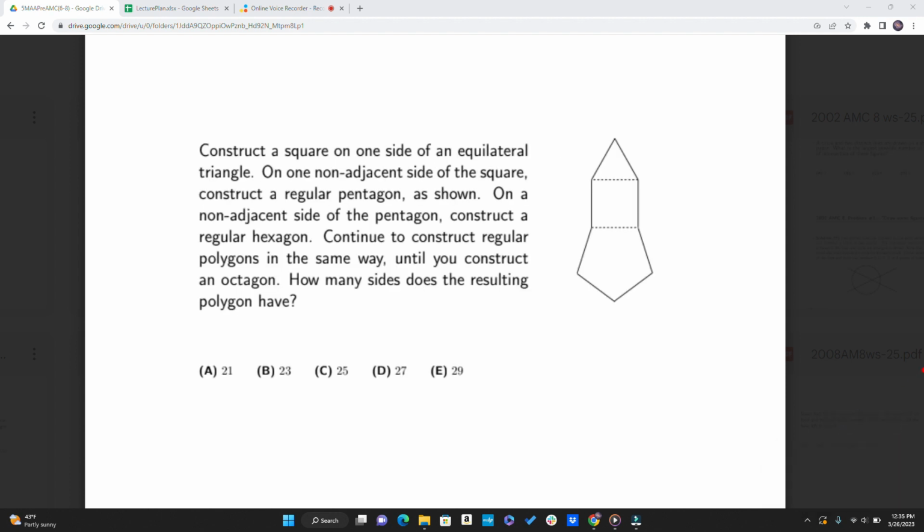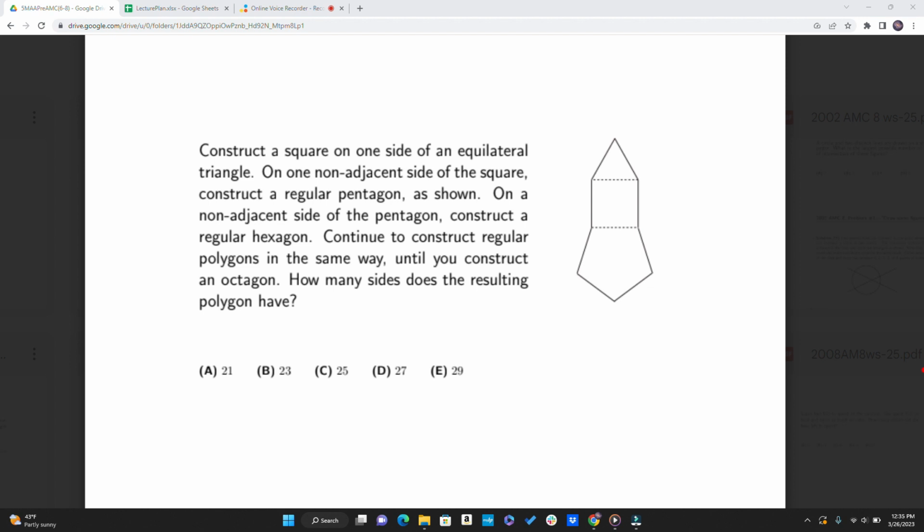We want to construct a square on one side of an equilateral triangle. On one non-adjacent side of the square, construct a regular pentagon as shown. On a non-adjacent side of the pentagon, construct a hexagon. So that'd be a 6-sided shape. Continue to construct regular polygons in the same way until you construct an octagon. How many sides does the resulting polygon have? So let's see.